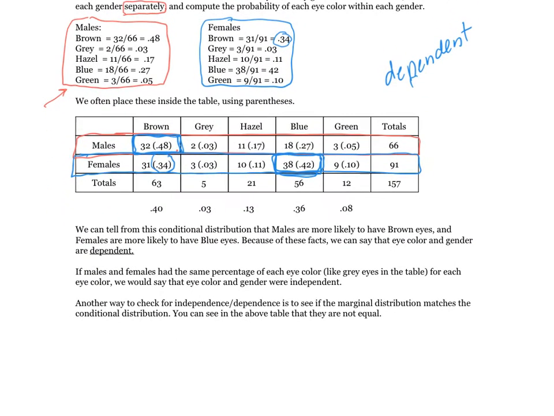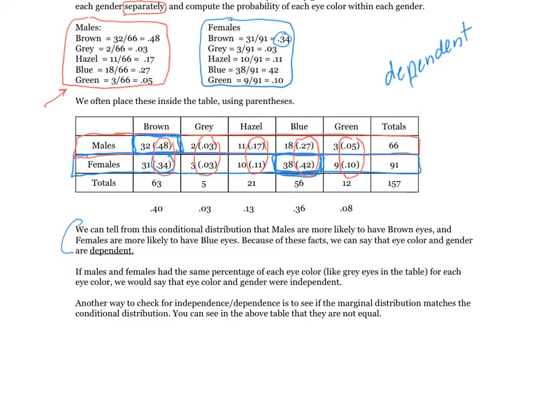So we can tell from this conditional distribution that males are more likely to have brown eyes and females are more likely to have blue eyes. Because of these facts, we say that eye color and gender are dependent. If males and females had the same percentage of eye color, like gray eyes in the table, where they each had 3%, for each eye color, we would say that eye color and gender are independent. Okay, so it's pretty easy to tell independence and dependence from a table. We're just comparing these numbers that I'm circling in red, and if they're about the same for each eye color, then we'd say the variables are independent.